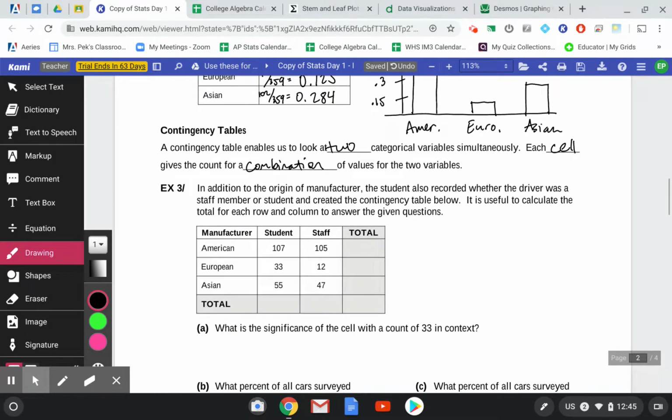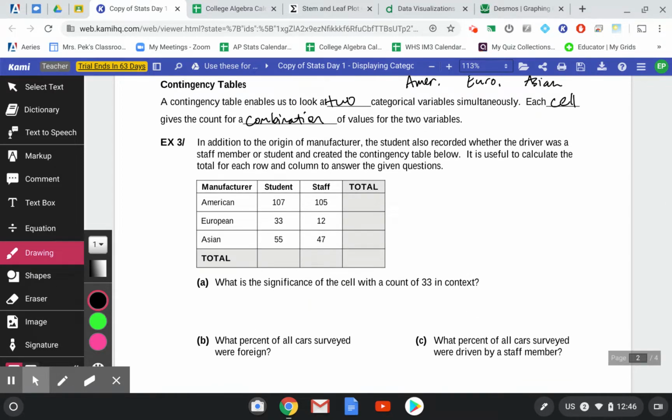All right, contingency tables. A contingency table allows us to look at two different categorical variables simultaneously. Each cell gives the count for a combination of values for the two variables. So for example, now instead of just knowing the car manufacturer, they also have recorded whether the driver was a staff member or a student. And we have that information here.